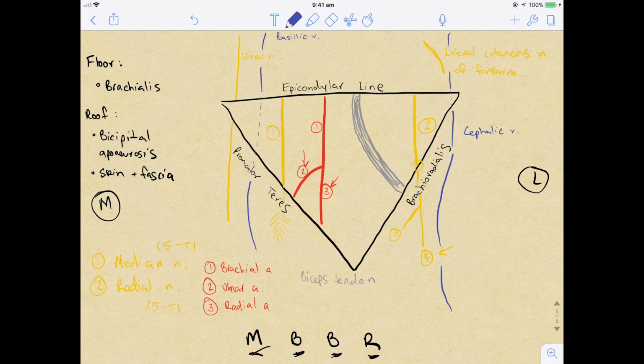And the third, and probably most common, is the vein that joins the basilic to the cephalic, and that is called the median cubital vein. So those three veins help to drain the blood from the fingers, the hand, the forearm, and the elbow back up towards the axilla so that it can re-enter the bloodstream.